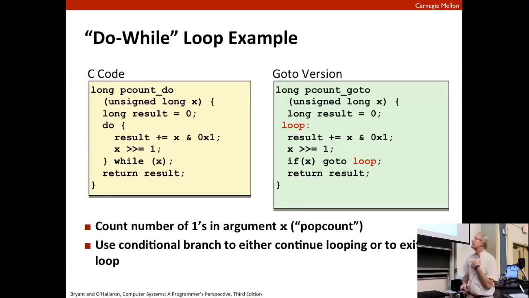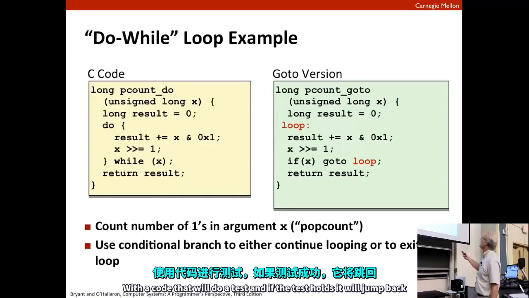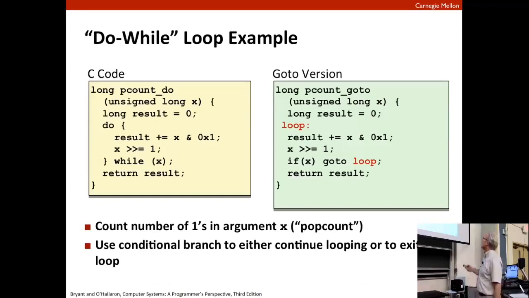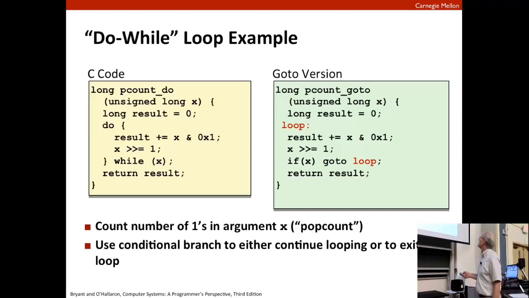And so it turns out if we think in terms of goto, that's a pretty straightforward thing to replace this with: code that will do a test. And if the test holds, it will jump back and re-execute that part of the program I was just in. So it sets up a loop where you can think of it as literally a loop of control flow going round and round.